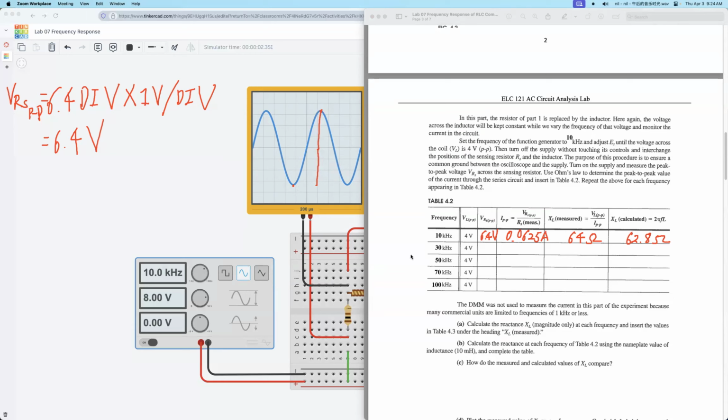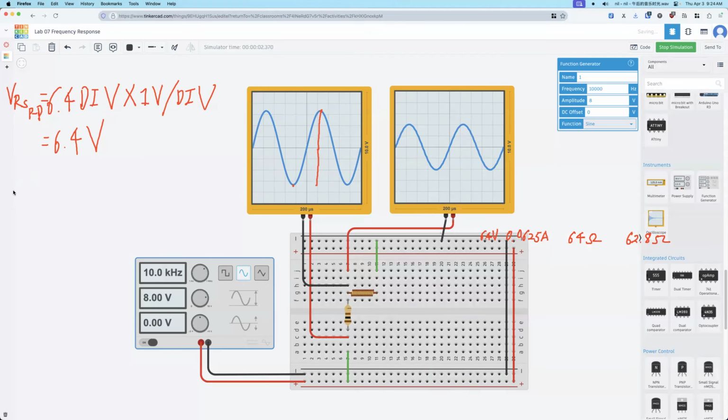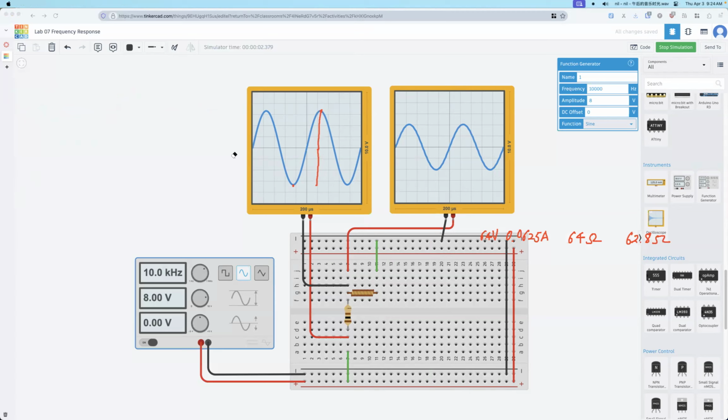Then keep going. So last, we need to adjust the frequency to 30 kilohertz and keep VL peak to peak value still at 4. Okay, so let me do this. Erase this first. So when we change the frequency, we know actually the XL should change. We said before XL is proportional to the frequency, right? So go to 30.